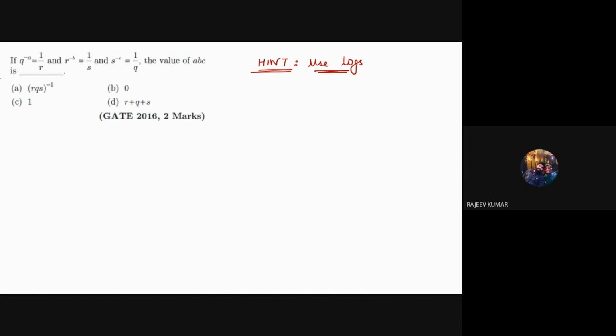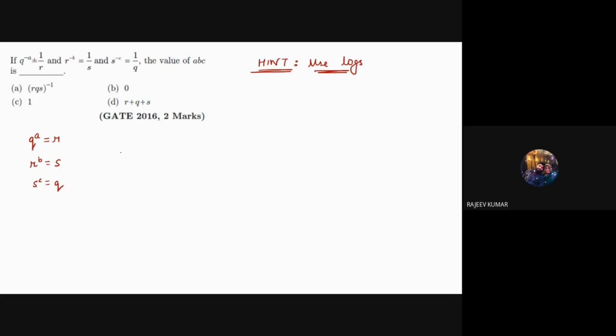Okay, let's see how this can be done. When the power is negative, it becomes reciprocal. So from these three reciprocals, you will get q raised to a is equal to r, r raised to b is equal to s, and s raised to c is equal to q. I need to find out the value of a into b into c.